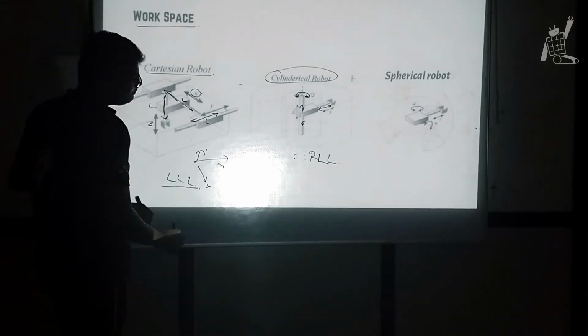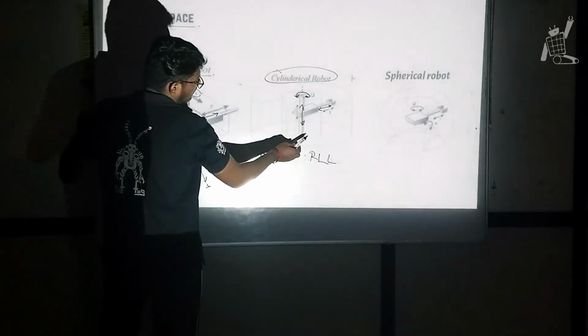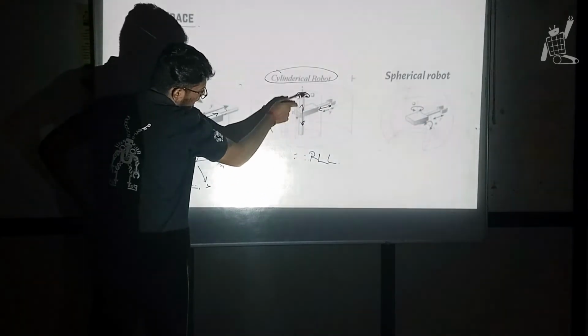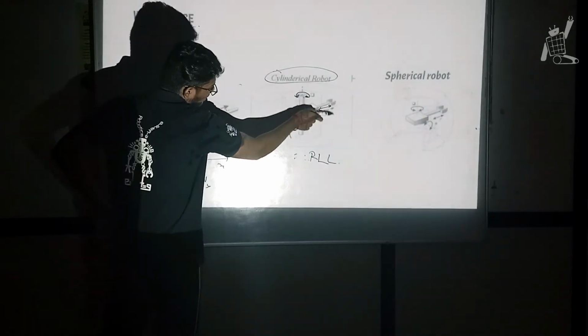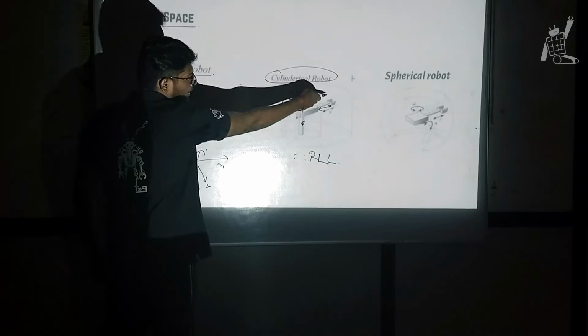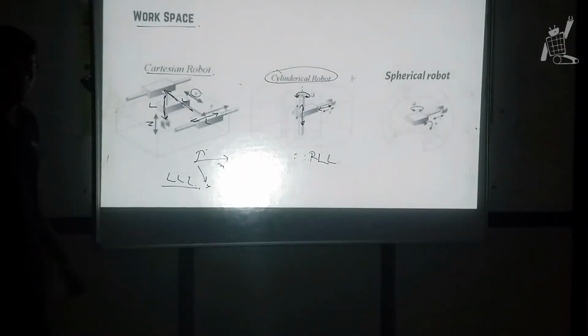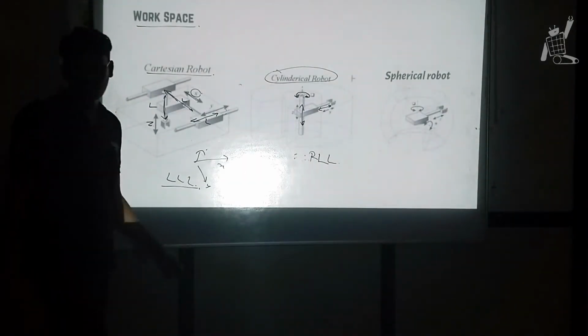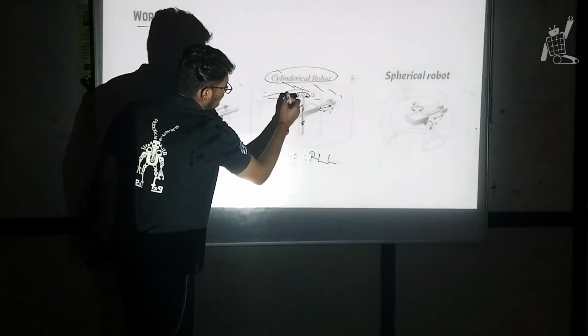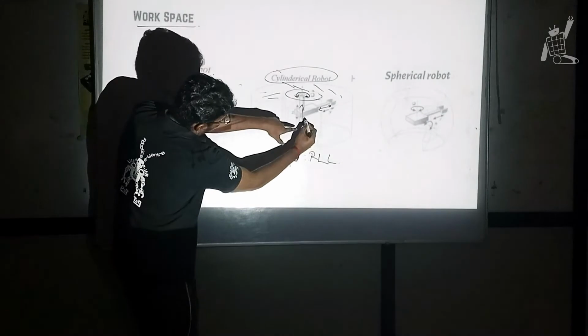Seeing its workspace, when this thing moves up and down and this thing also moves up and down, that will describe a rectangle. And when this is rotating, it will describe a cylinder, part of a cylinder, not a full cylinder. Only this much area in between is obtained by these parts.